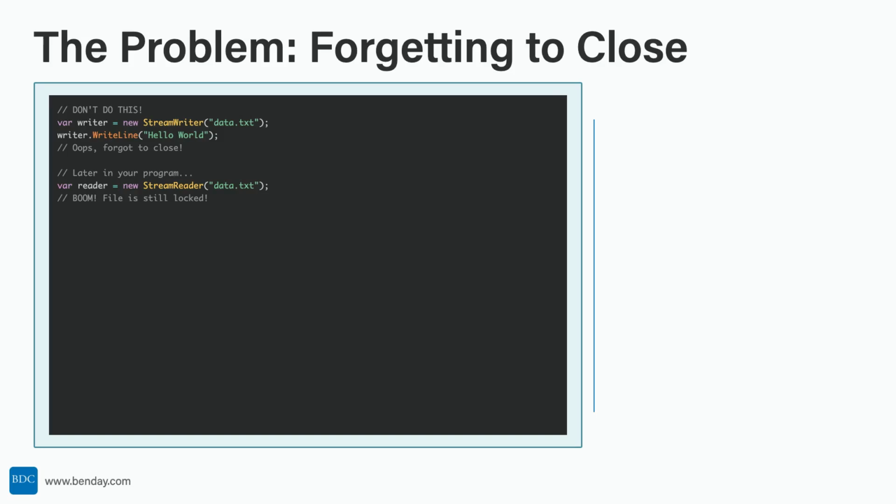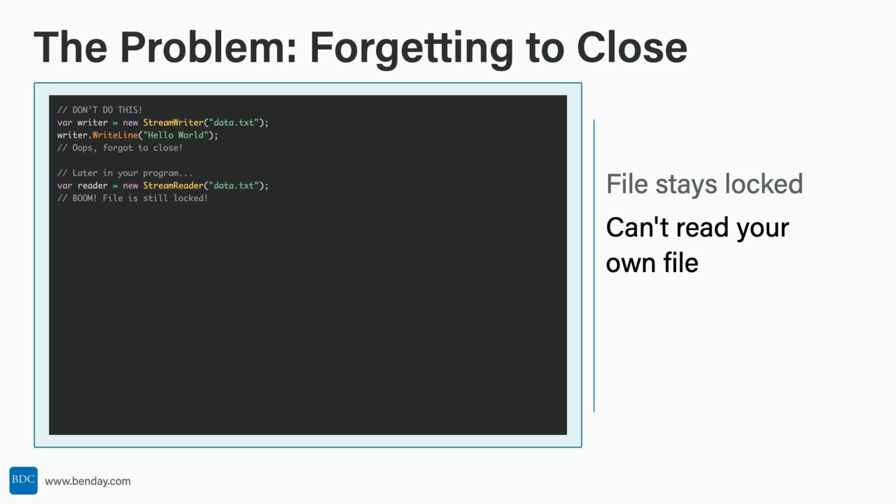Let me show you what happens when we forget to clean up. This is a super common beginner mistake. See this? We opened a file for writing but never closed it. That file is now locked by our program. Nobody else can touch it, not even our own program later on. When we try to read the same file later, boom. I/O exception. The file is still locked from our earlier write. This is so frustrating when you don't know what's happening.